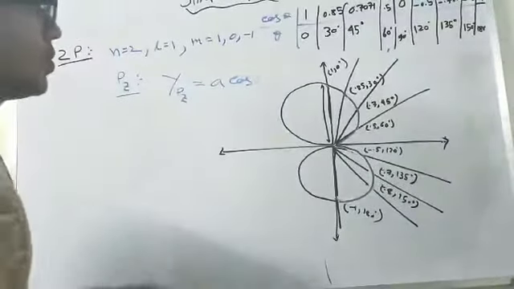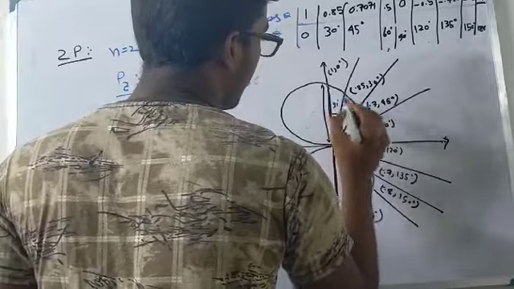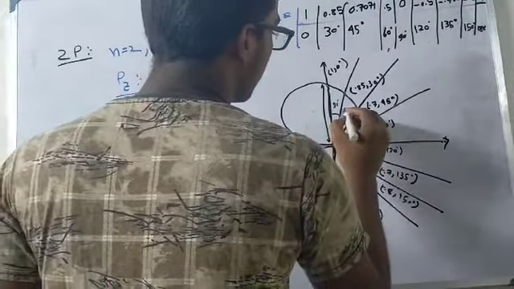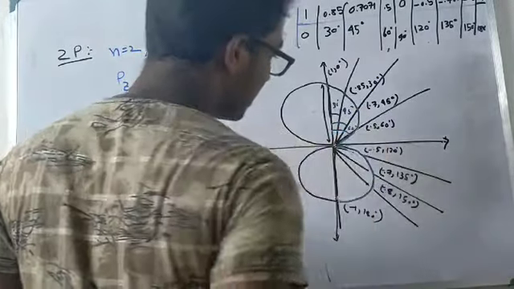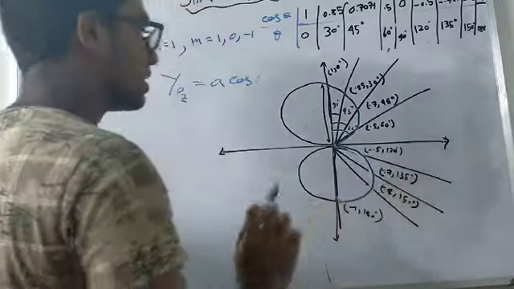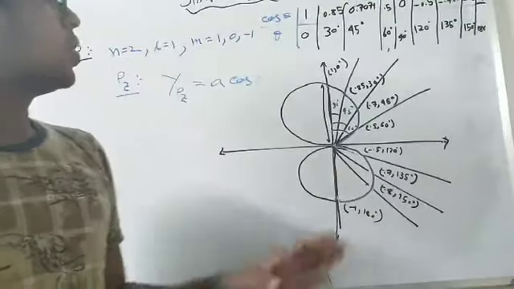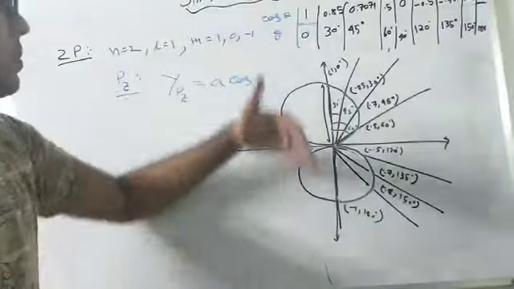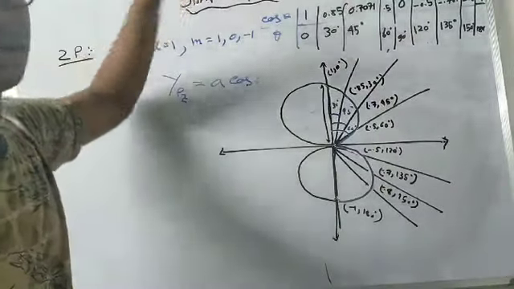So this angle is 30 degree, this angle is 45 degree, and this angle is 60 degree, and the total angle is 120, then 135, then 150, 180. So I am basically drawing a polar graph of cos theta versus theta.